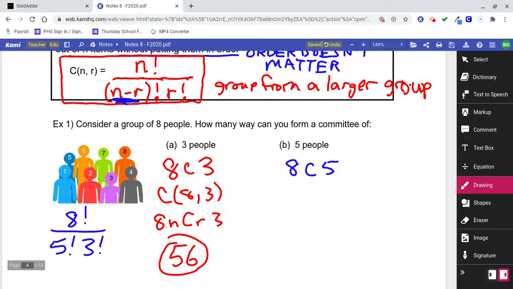Also 56. Which brings up an interesting point. There were 56 ways of choosing the 3 people to be on a committee. Isn't that the same thing as me saying, well, let me pick 5 people that are not on a committee? Okay, if you've got 8 people sitting in a room and I want to pick 3 of them to do something, it'd be the exact same thing as picking 5 people to not do that same thing. And so that's why these 2 answers are the same. 8C3 and 8C5 are really doing the same thing.